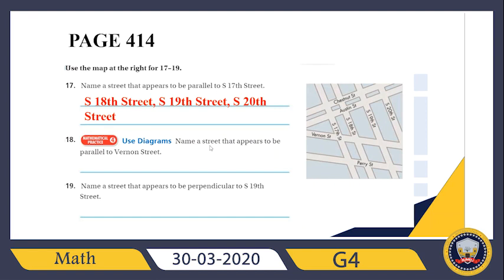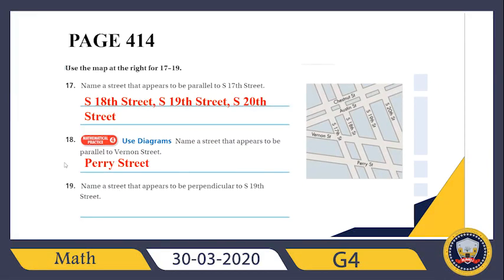It says, name a street that appears to be parallel to Vernon Street. First of all, let's check Vernon Street. There is only one street which is parallel to Vernon Street. Which one is parallel? Remember parallel. What does it mean parallel lines? They never intersect. And the distance between two line segments should be the same. So Vernon Street, and which street is parallel to Vernon Street? Perry Street. Good. Vernon Street and Perry Street.